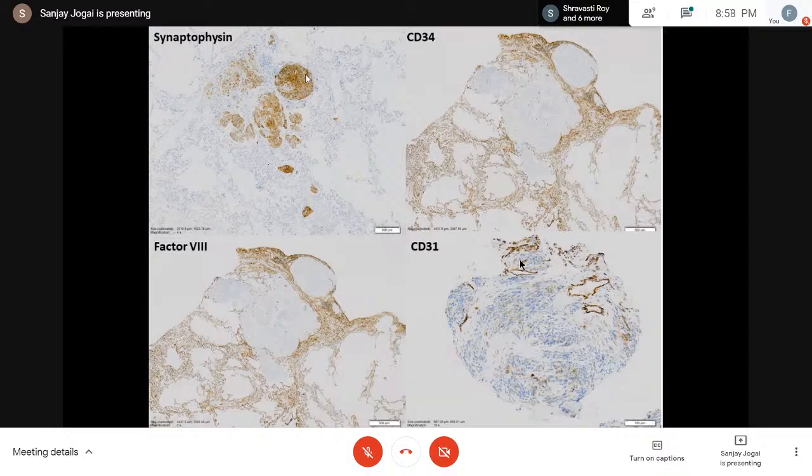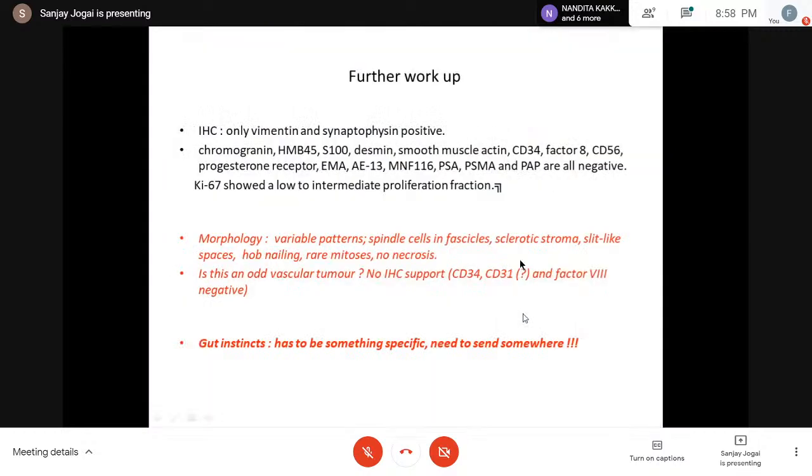This is synaptophysin, beautifully positive. CD34 negative, factor 8 negative, CD31 a bit iffy, but maybe, not sure. So, only vimentin and synaptophysin positive, everything else negative. Now, as I emphasize, variable patterns, some spindle cells, some sclerotic stroma. Is it showing some slit-like spaces? Mitosis are not prominent, there is no necrosis.